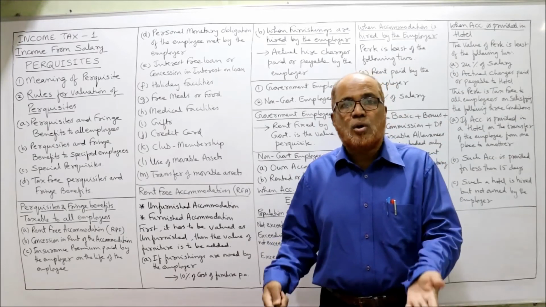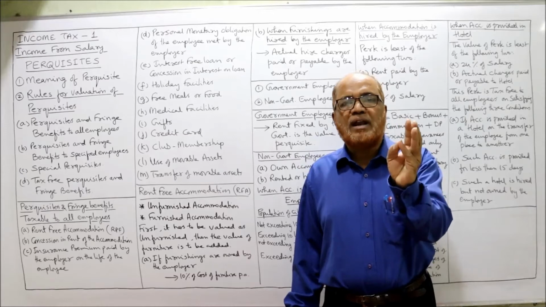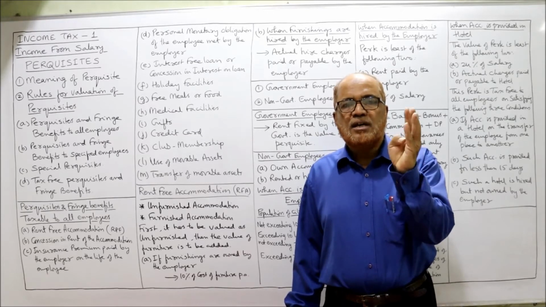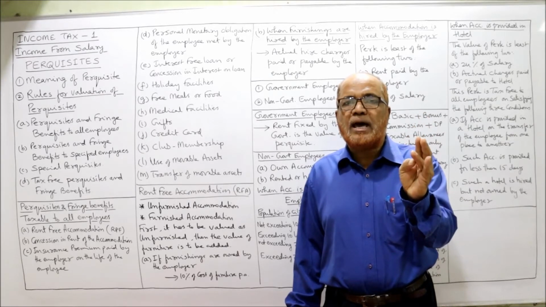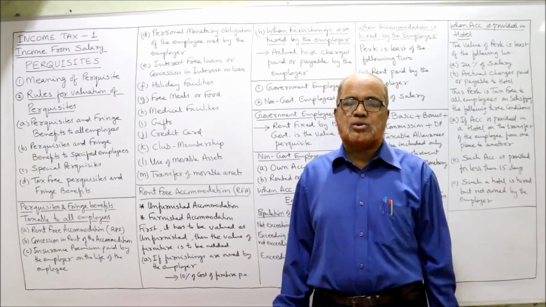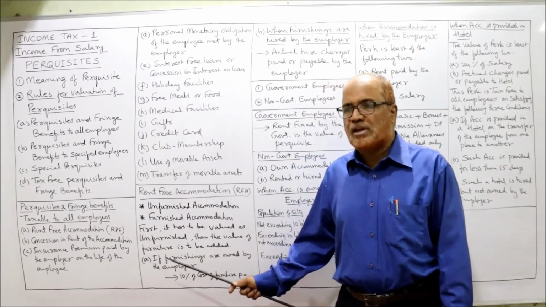That means furniture is already there. Furnished means all the furniture, television set, refrigerator, AC and other household appliances are already there in the house. That is called a furnished house. So two types of houses will come across.